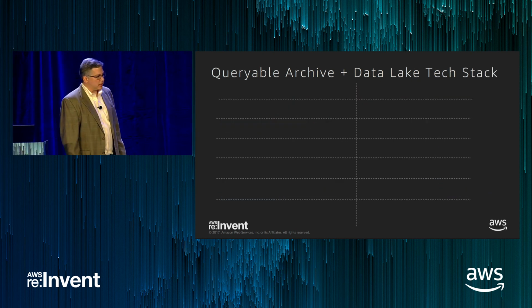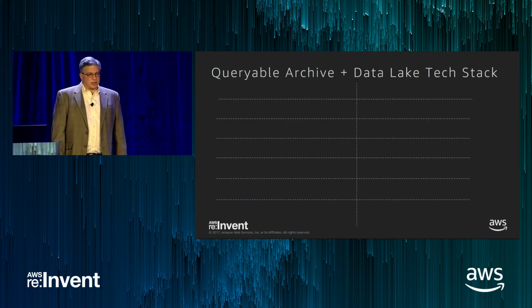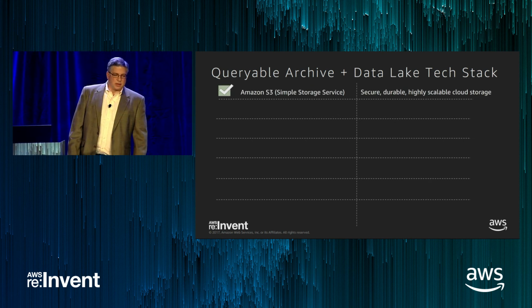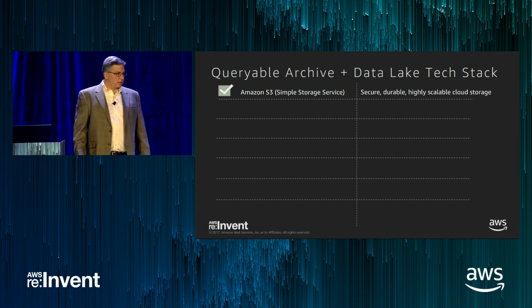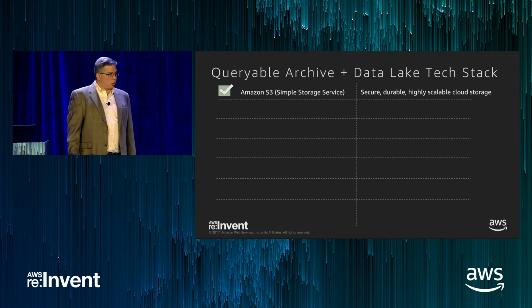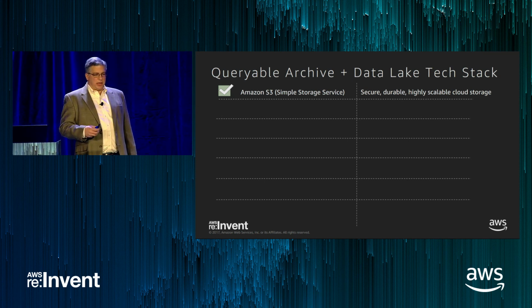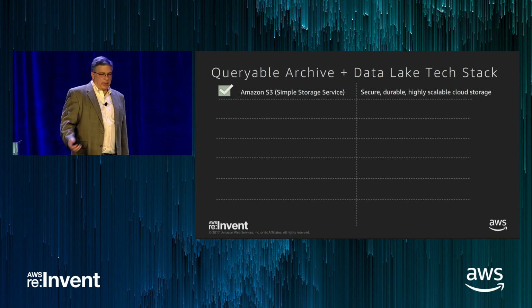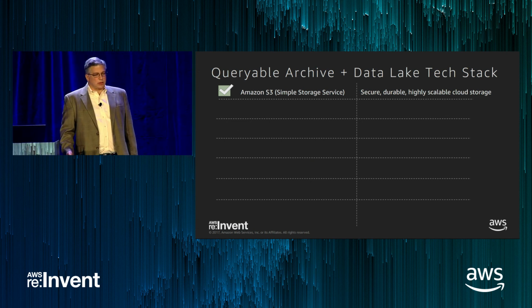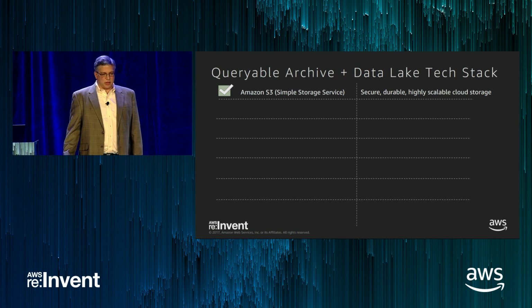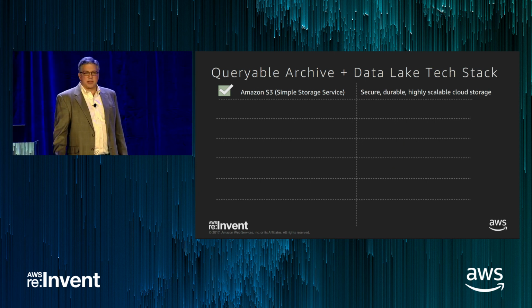Our tech stack for this solution, we're going to start with Amazon S3, our simple storage service. This is secure, meaning you can encrypt data at rest, you can encrypt data in motion, you can control who accesses data, and control who doesn't have access to data. It's highly scalable, and it is a durable cloud storage platform. S3 stores trillions of objects today and regularly scales to millions of requests per second, and carries 11 nines of durability.